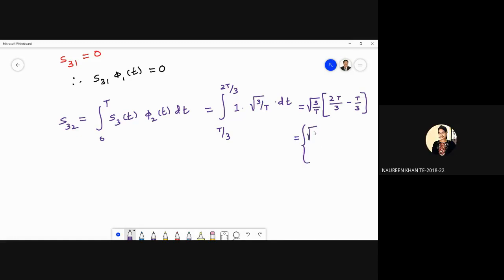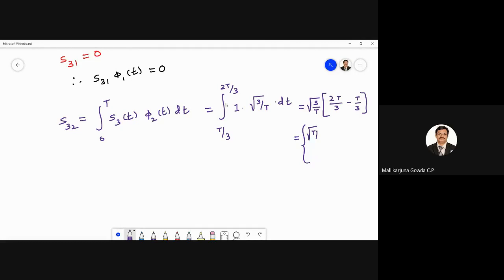Won't the limit be t by 3 to t, because S3 is 0 from 2t by 3 to t? If I take the limits t by 3 to t, but phi 2 of t exists only over what interval? Phi 2 of t exists from t by 3 to 2t by 3. From 2t by 3 to t, it is 0, yes or no? That is why I have taken till 2t by 3.